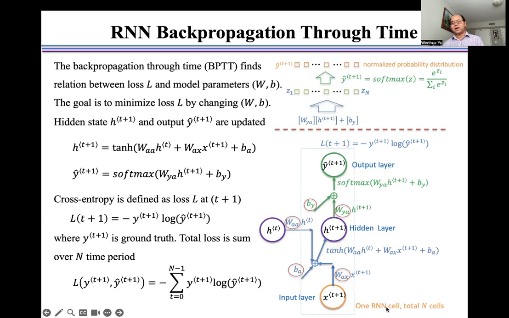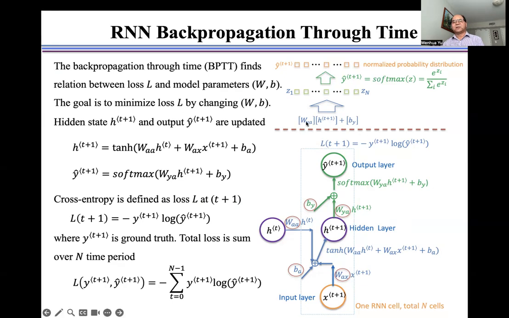Here, suppose we have one RNN cell, and in total we have N cells. We use the current input and the previous hidden state as the input to update the current hidden state. Here we use tanh as a nonlinear activation function. We use this current hidden state as input to the output layer to produce the output. Here we use the softmax as the nonlinear activation function.